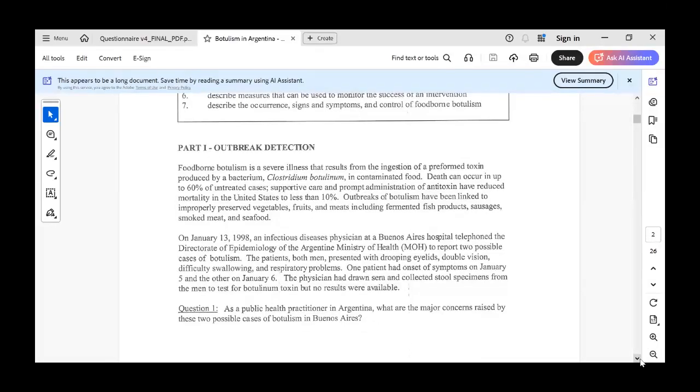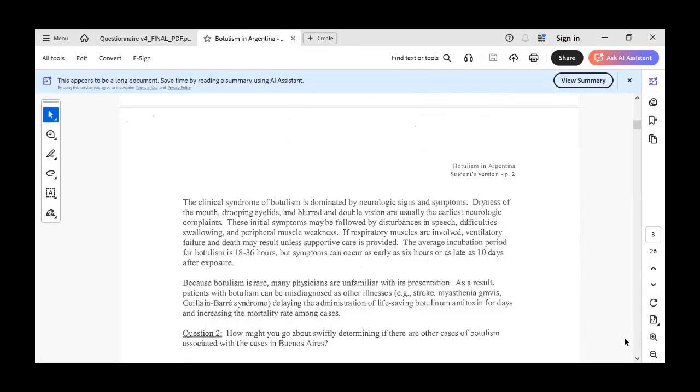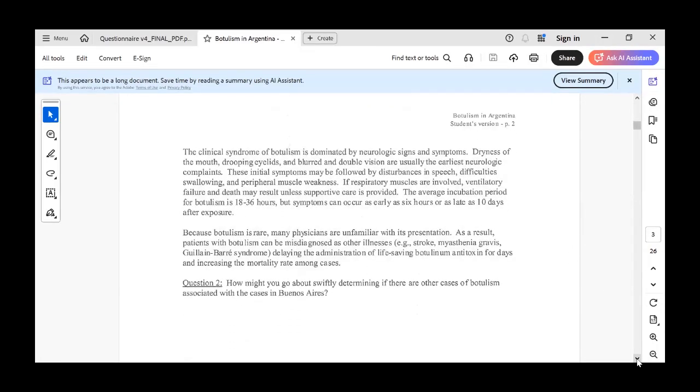Let's go to part 2. The clinical syndrome of botulism is dominated by neurologic signs and symptoms. Dryness of the mouth, drooping eyelids, blurred and double vision are usually the earliest neurologic complaints. These are followed by disturbances in speech, difficulties swallowing, and peripheral muscular weakness. If respiratory muscles are involved, you can have ventilatory failure and death, unless supportive care is provided.